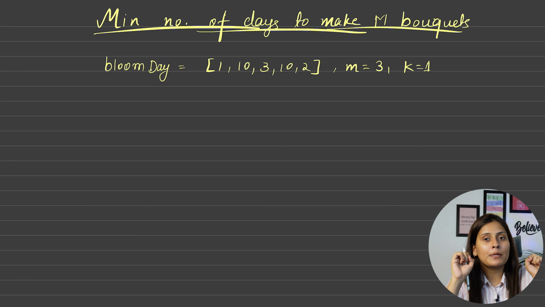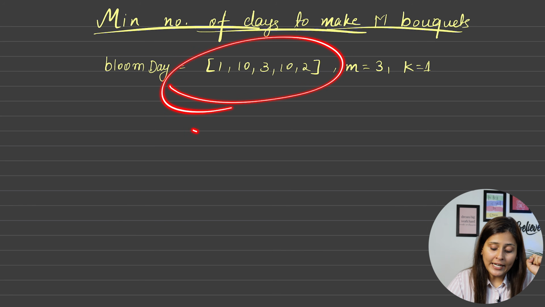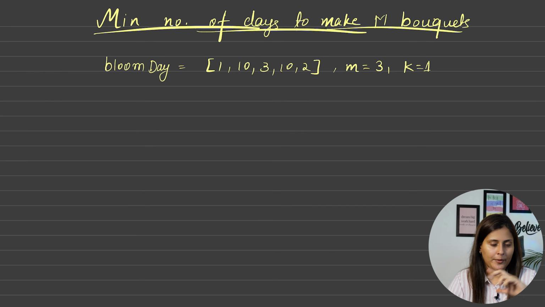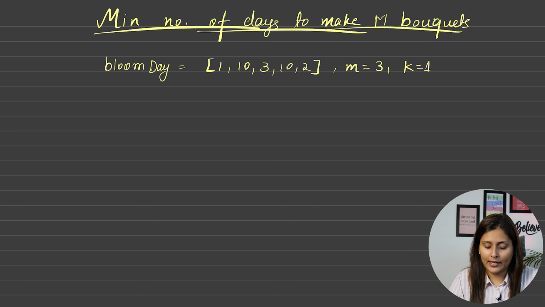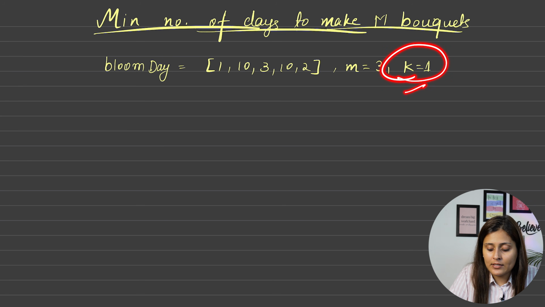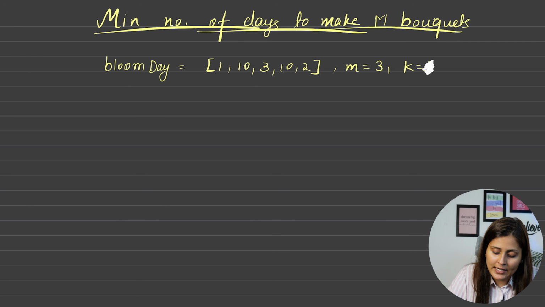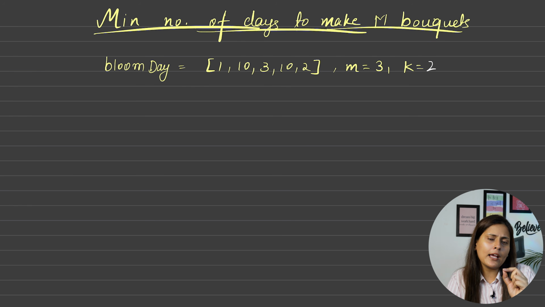So we have to return the minimum days now. How will you try doing it with a brute force approach? Think. You will definitely try to hit and try, correct? So you will try to go on day 1 and see how many flowers you can take. The question says in this 1 flower is enough, but let's remove this and write 2 here. Let's try to make 3 bouquets with 2 flowers.